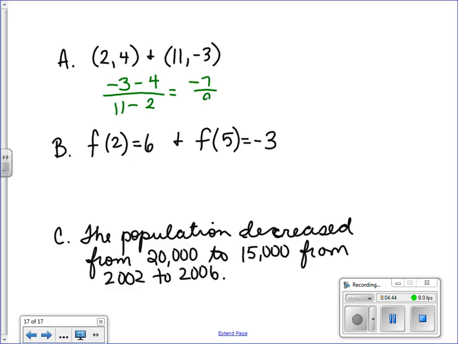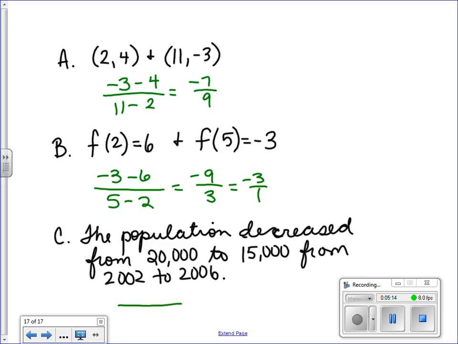What do I get? Negative. Okay. Alright, what does this one look like? Yeah, negative 3 minus 6, negative 9 over 3, negative 3 over 1. Okay. And then, how about this one? Negative 1. Alright.